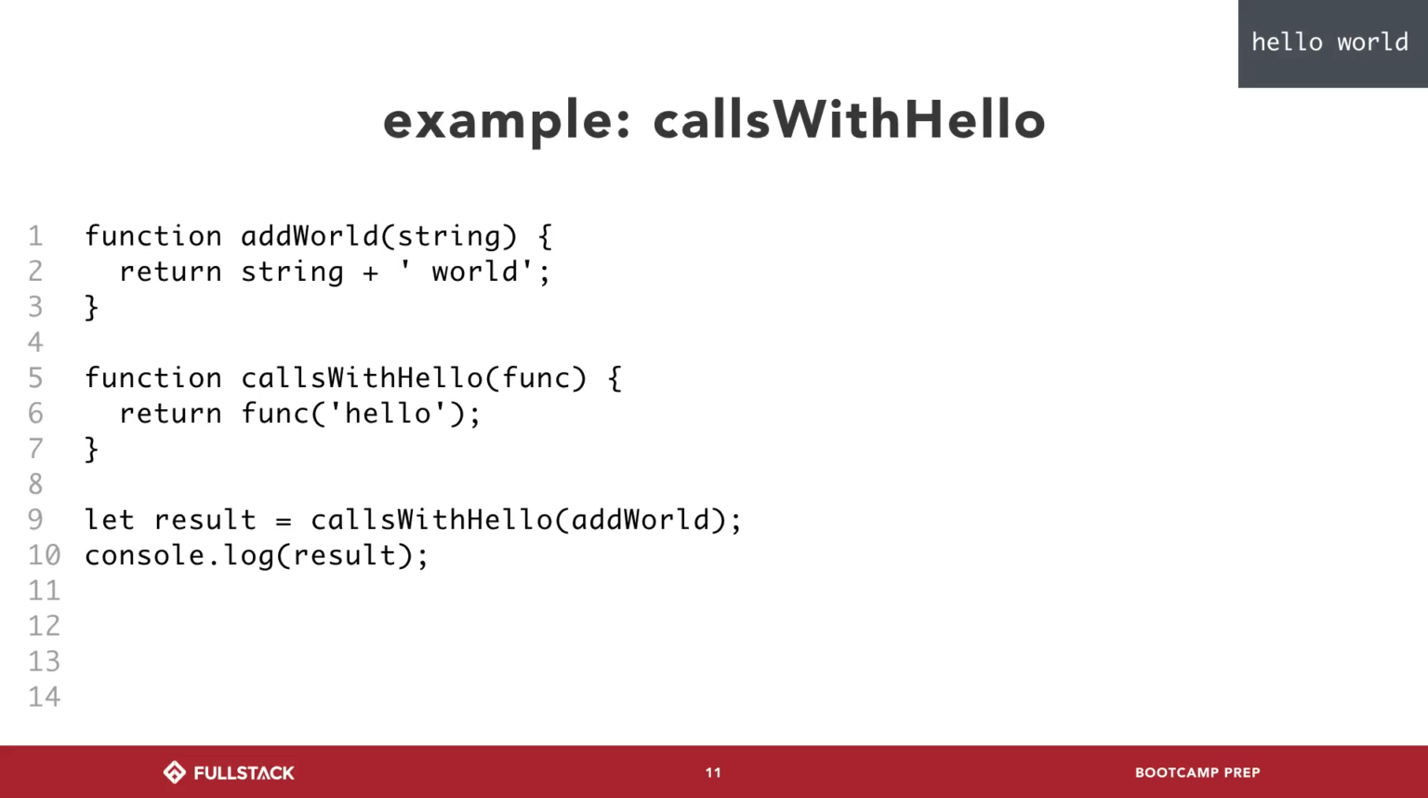And what does calls with hello do? Calls with hello takes in something called func, and it returns back that func invoked, okay? We'll talk about what this return means in just a second here. But just for now, if we follow through the line of code, we say calls with hello, and we pass in add world, which is another function.